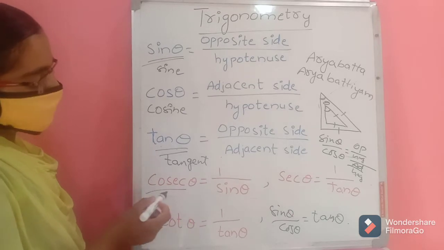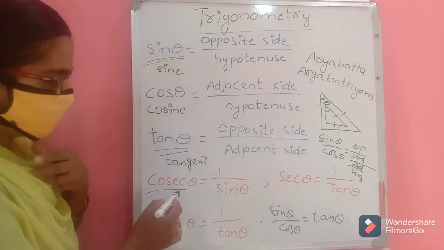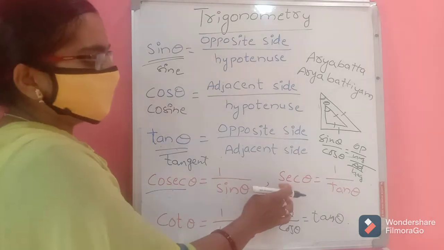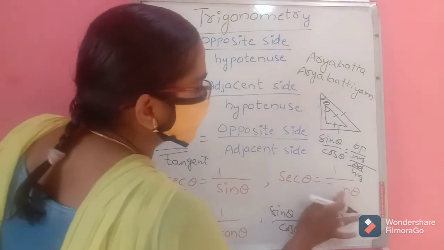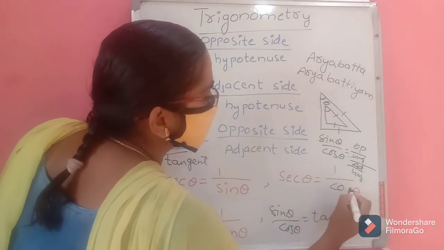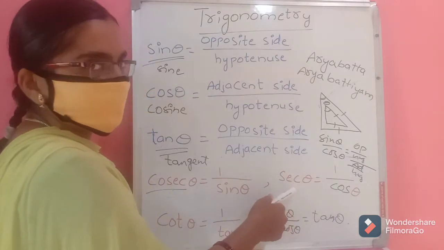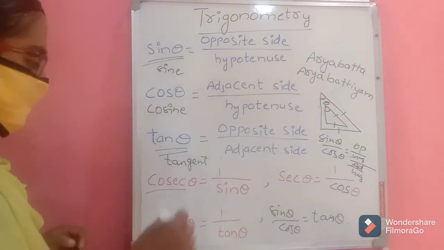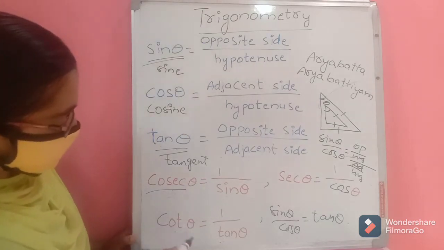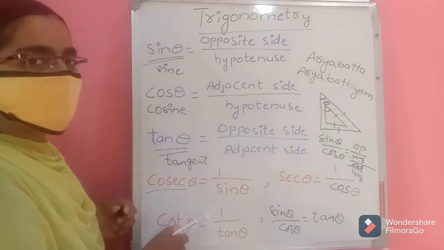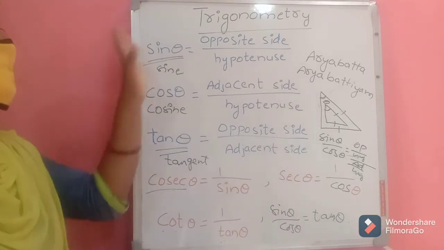Next, cosecant. Cosecant is the reciprocal of sine. Simply we call it cosec. Secant is the reciprocal of cos. Simply we call it sec theta. Next, cot theta is the reciprocal of tan. So these all are relations. Next, sin theta by cos theta is equal to tan theta. These we have to know.